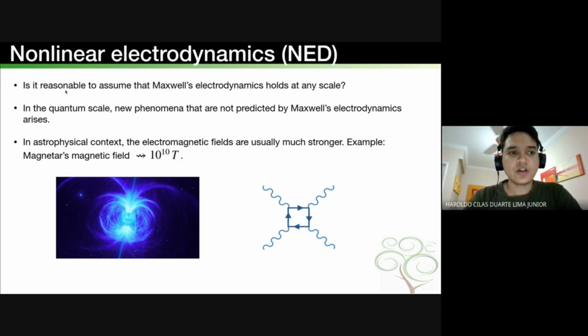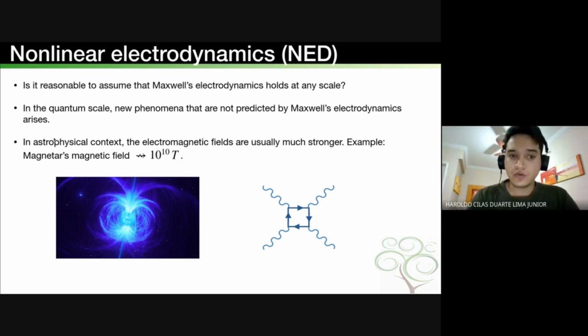Now, is it reasonable to assume that Maxwell's electrodynamics holds at any scale, meaning for even stronger magnetic fields? Well, we know that at quantum scales, there is some evidence that new phenomena that are not predicted by Maxwell's electrodynamics arise. So at very small scales, Maxwell's electrodynamics is modified. In particular, the theory to describe it is quantum electrodynamics.